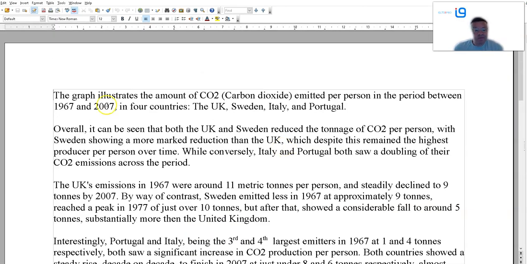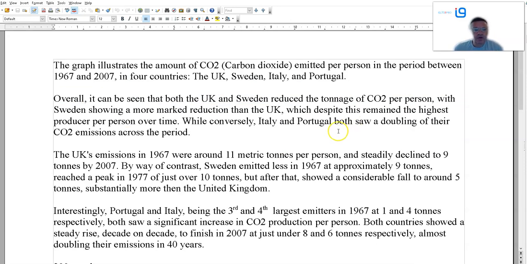Well, right. So, introductory sentence, pretty straightforward. You just have to paraphrase a bit, right? The graph illustrates the amount of CO2 emitted per person in this period in these countries. Okay, pretty straightforward. Overview. This is a 1, I keep saying, right? So, both the UK and Sweden went down, with Sweden showing a more significant or marked reduction. But despite this, the UK remained the highest producer per person over time.